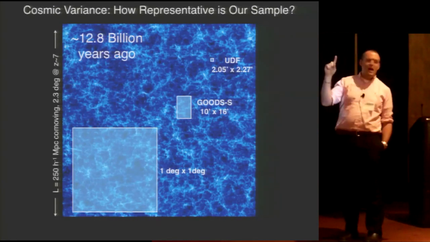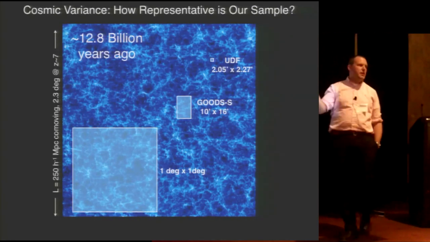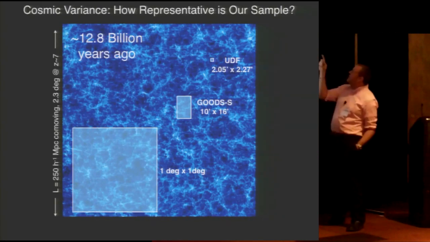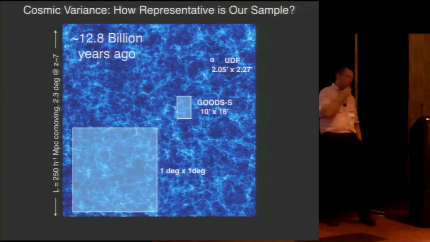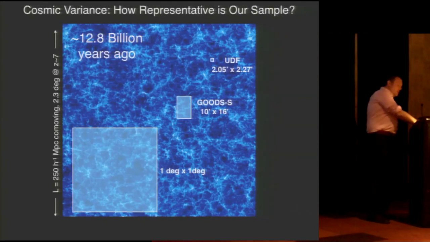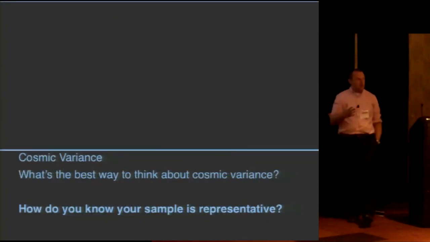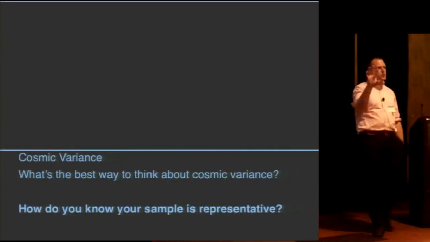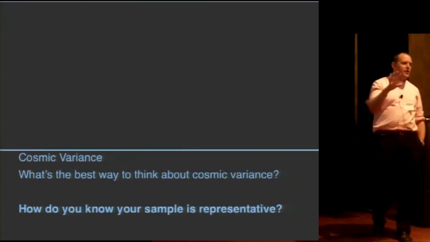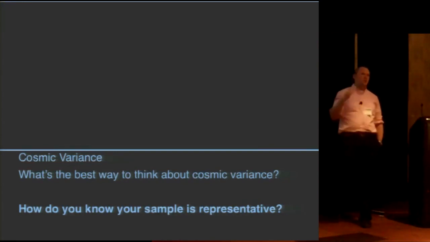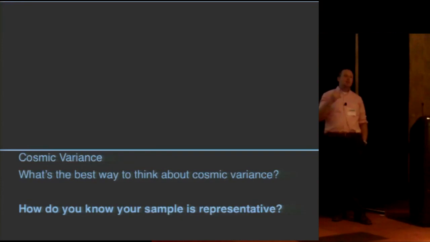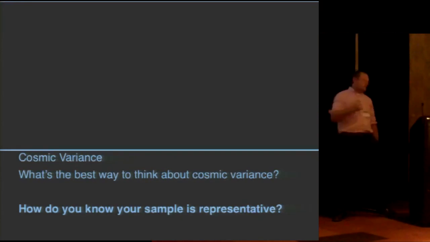So here is a cosmological N-body simulation with different patches of the sky. A degree scale is a little bit larger than the moon. The UDF is quite small there in the upper right-hand corner. We really want to know, how representative is our sample? If we go and measure some number of galaxies, are those representative of the whole universe in terms of the number density of them? Or are we just seeing a weird statistical fluctuation?